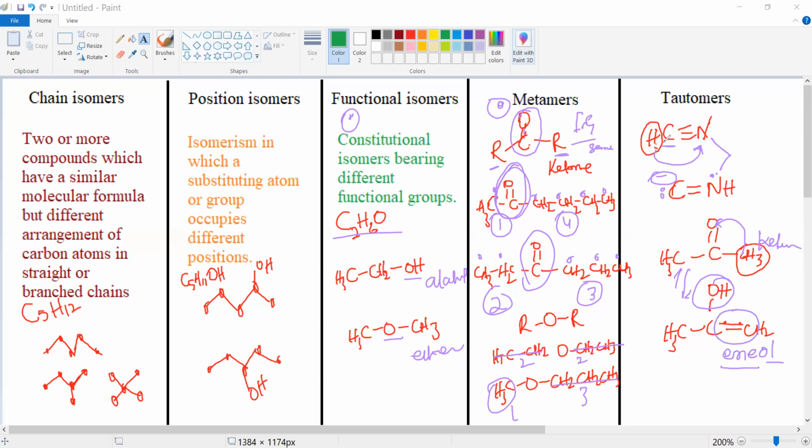In tautomerism, what we have is a proton shift from one atom to another atom. I hope you understood all these forms. If something is not clear related to structural isomers, you can ask me and I will answer you.